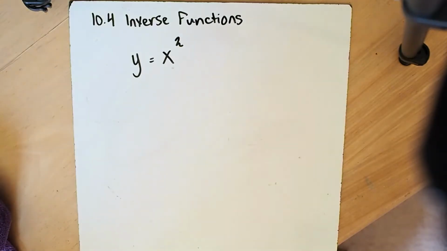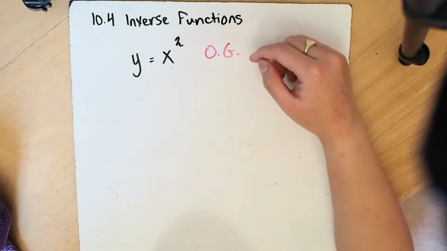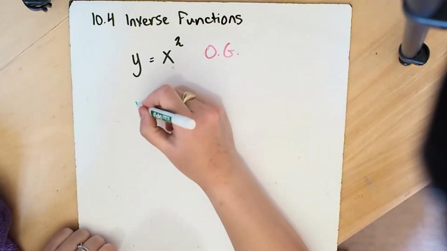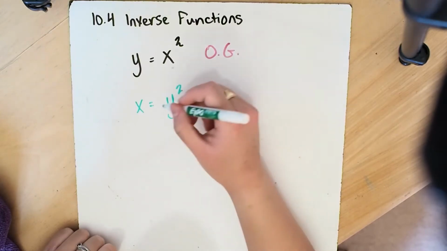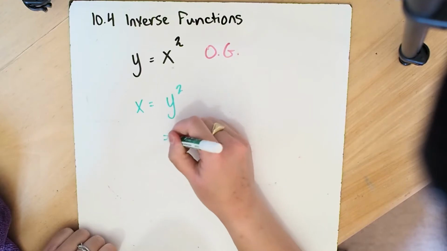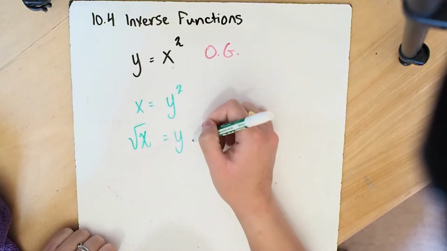So here's another example. My original function is y equals x squared. If I take the inverse, I'm obligated to switch my x and y values. So now I have x equals y squared, and then I solve on both sides for y.